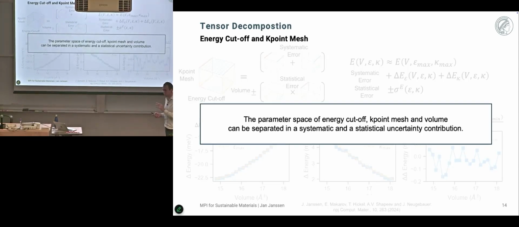And with this approximation, we are then able to predict the uncertainty over the whole parameter range. So basically, if we think about our cube, by only looking at the outer surface, we can predict all the points inside the volume for this particular challenge, because we can decouple the energy cutoff and k-point mesh.